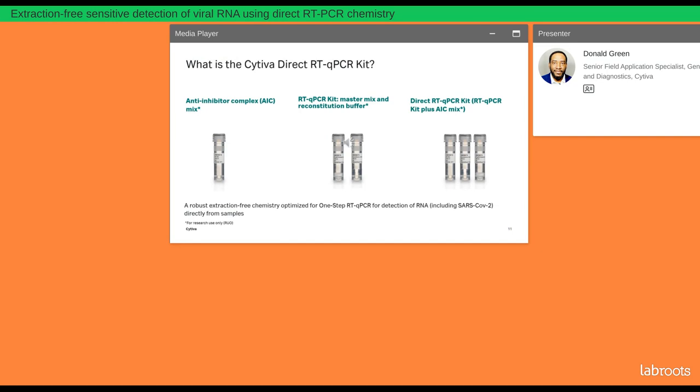So what is the Cytiva Direct RT-qPCR kit? Our kit can be split into really two main components. We have our AIC mix, which is our anti-inhibitor complex mix, which really protects your RNA. That's the secret sauce, if you will. And then our master mix and reconstitution buffers, which is basically our qPCR master mix dried down into a lyophilized cake, and then our reconstitution buffer. You combine both of those and you get our direct RT-qPCR kit, which gives you the robust extraction-free chemistry that has been optimized for a one-step detection of RNA, really optimized towards detection of COVID.